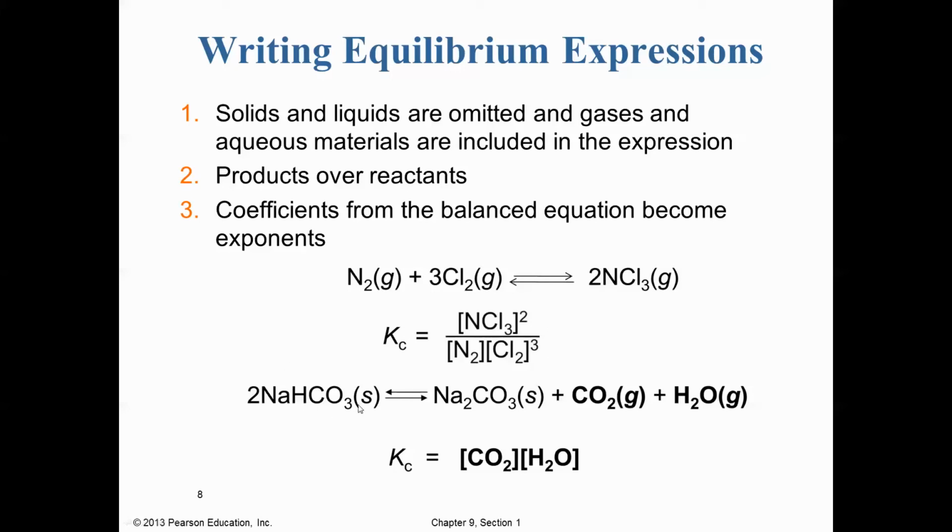And here we have another example. This one we have some solid components, so we write our equilibrium expression. And so we leave these solids out, and our equilibrium expression actually ends up being quite simple. It's just Kc equals concentration of CO2 times concentration of H2O. Our coefficients are all 1 here, and the solids are left out of the expression.